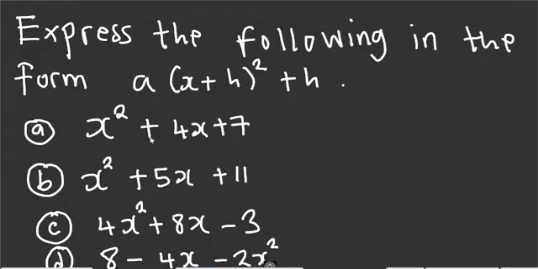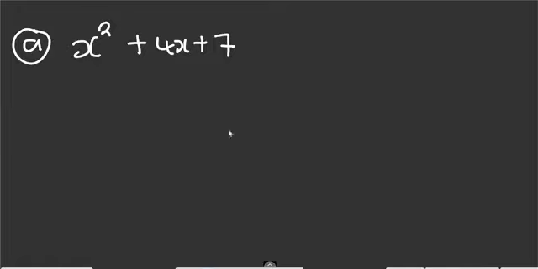Now, when you look at this expression, this is a quadratic expression. So how do we express it in this form? To express it in this form, we are going to be using the completing the square method. So let us look at our question 1. Remember, they have told us we should express this in the form A(x + h)^2 + h. So this should be expressed in this form. Now, how can we do that?